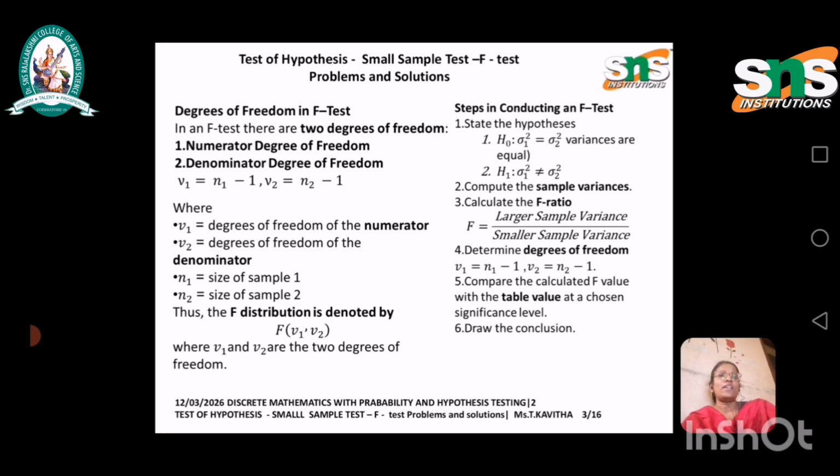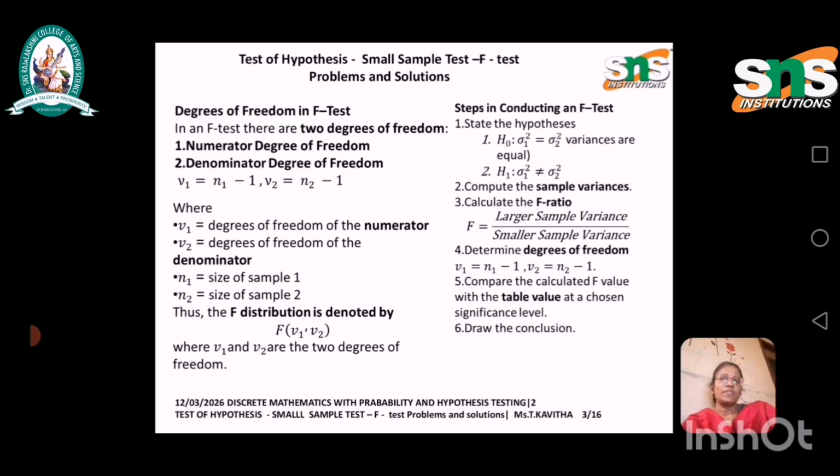Formula of F-test. The F statistic is defined as F equals S1 square divided by S2 square, where S1 square is the variance of sample 1, the larger variance, and S2 square is the variance of sample 2, the smaller variance. Always place the larger variance in the numerator so that the F value is greater than or equal to 1.